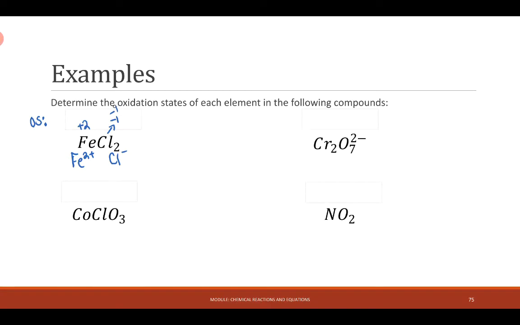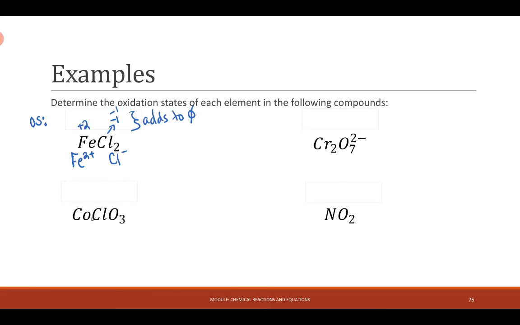Sometimes it's helpful, if you have more than one of each element, to write the oxidation number twice so that you remember it applies to both of the chlorines. So -1 for one chlorine, -1 for the other chlorine, and then it will add up to 0, because the compound was neutral.